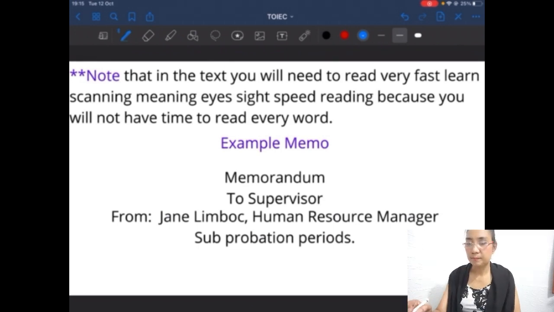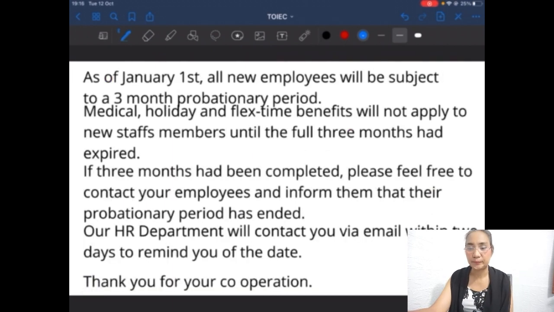Okay, I have a memo. Memorandum to supervisors, from Jane Limbok, Human Resource Manager, subject: probation periods. And this is the body. I am going to read it for you first, alright? But in the test, you have to read on your own, okay? But today, I am going to read it for you.